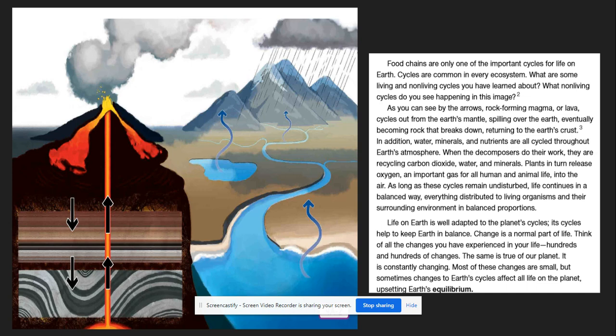Life on Earth is well adapted to the planet's cycles. Its cycles help to keep Earth in balance. Change is a normal part of life. Think of all the changes that you've experienced in your life. Hundreds and hundreds of changes. The same is true of our planet. It is constantly changing. Most of these changes are small, but sometimes changes to Earth's cycles affect all life on the planet, upsetting Earth's equilibrium.